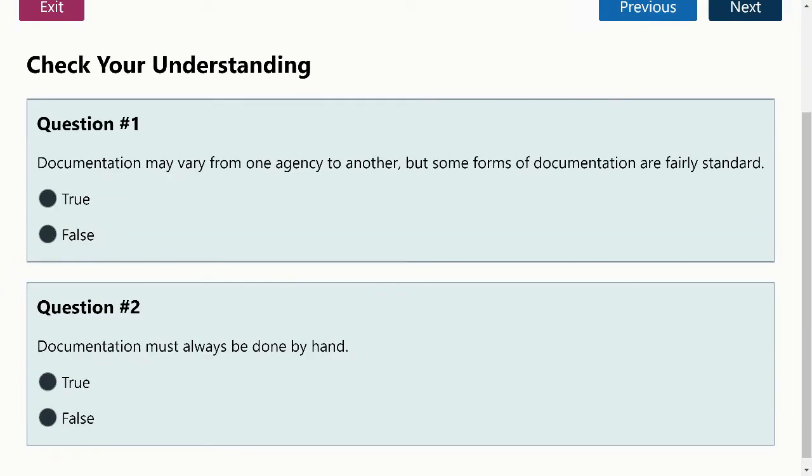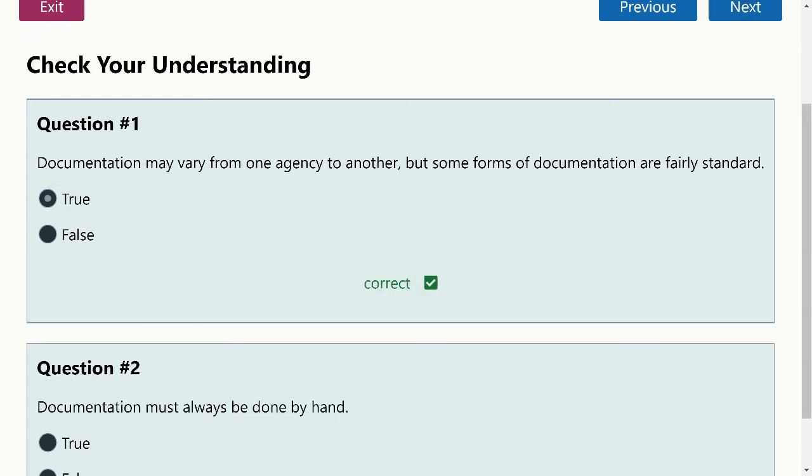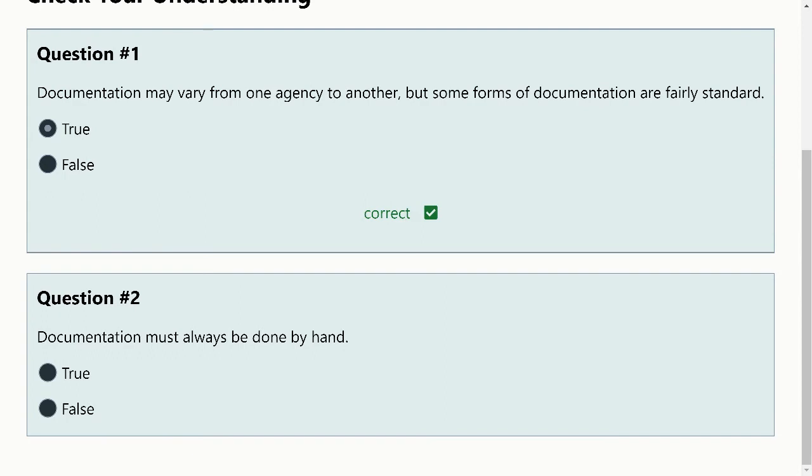Documentation may vary from one agency to another, but some forms of documentation are fairly standard. Documentation must always be done by hand.